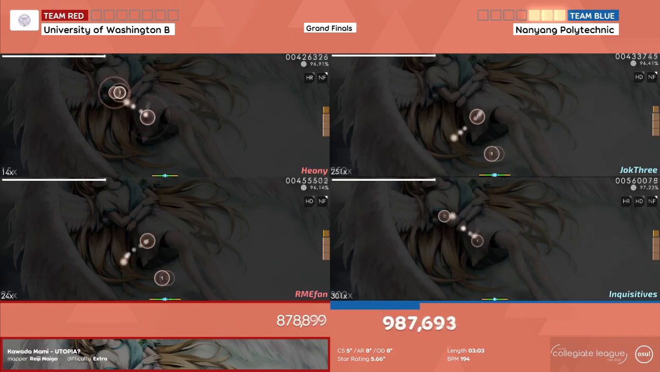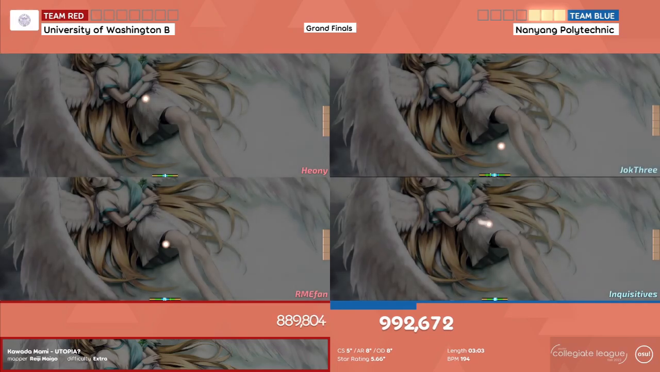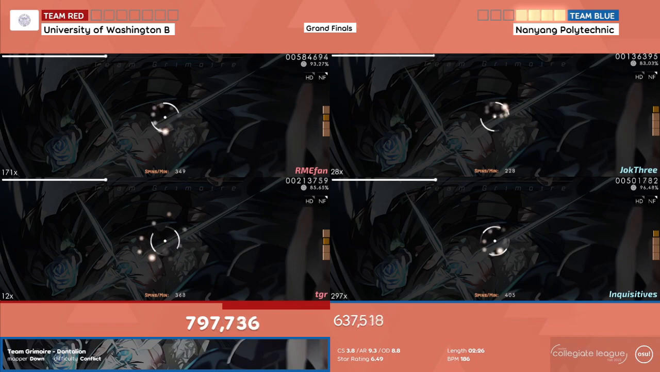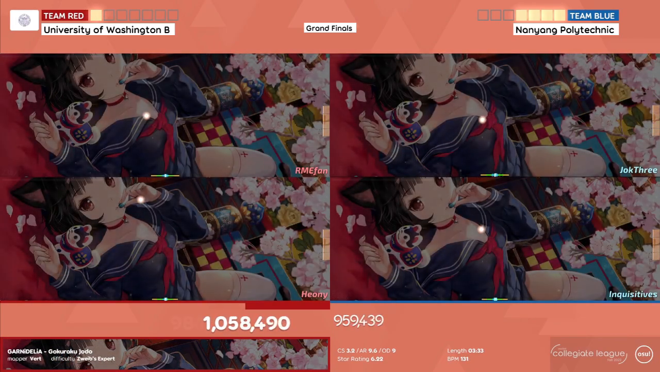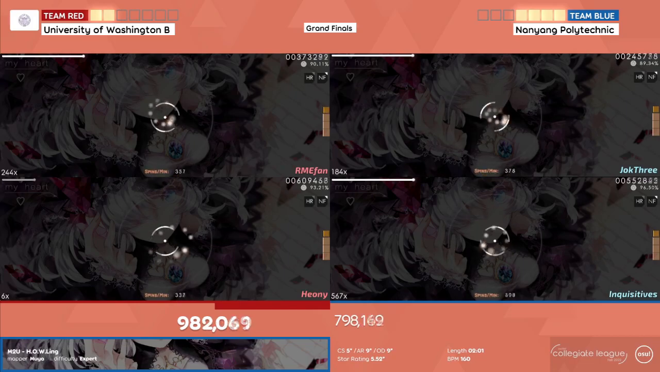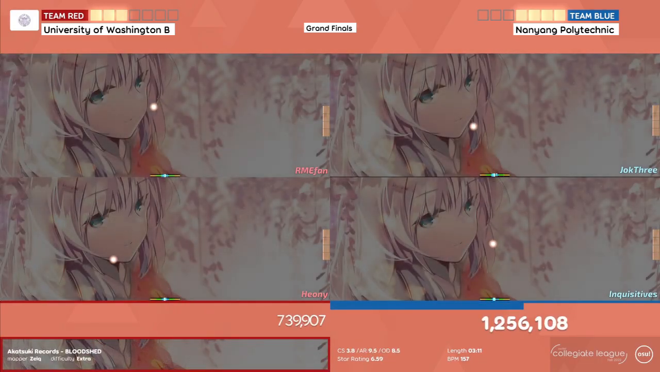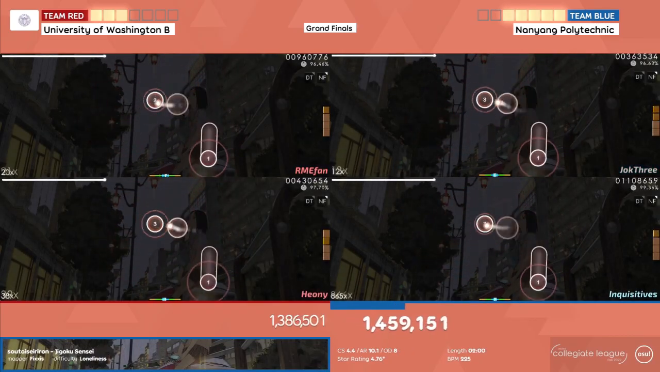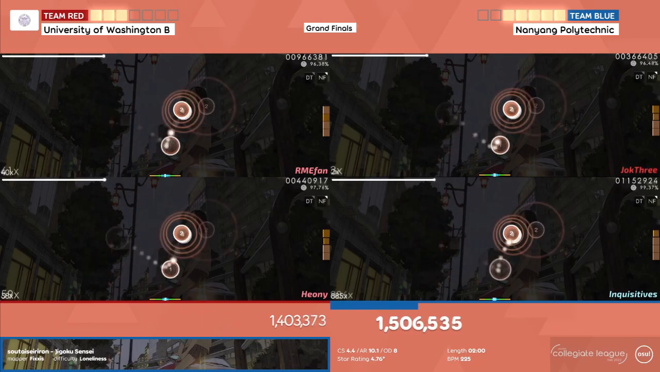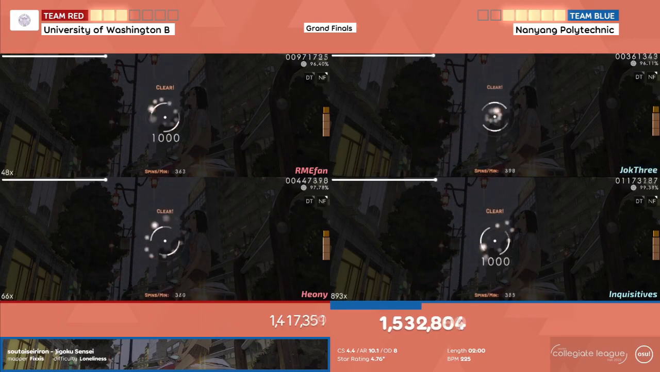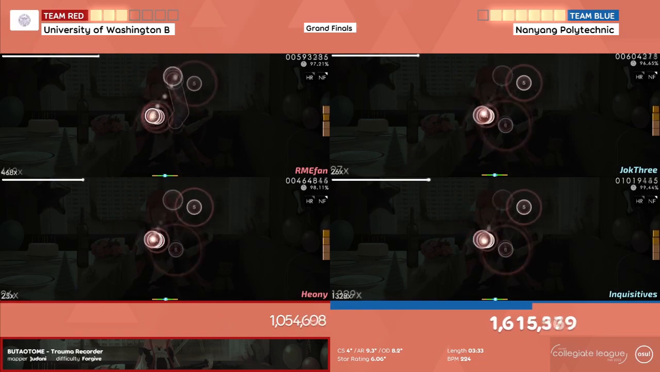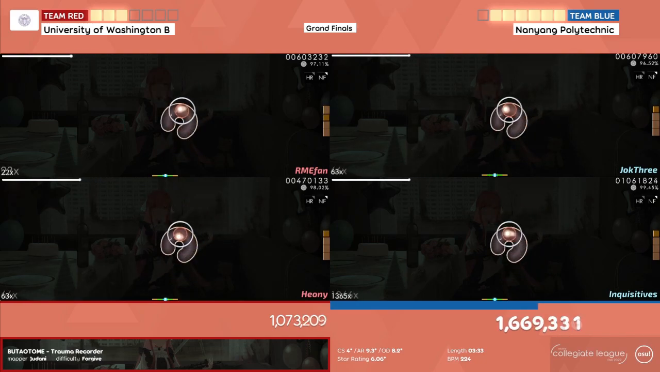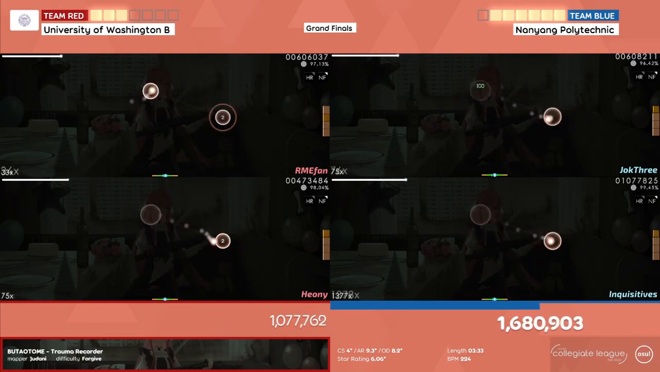Nanyang Polytechnic will start this match by taking the first 4 points to make it 4-0. However, University of Washington's B team will try to respond by taking the next 3 points. But it just wasn't enough, as Nanyang Polytechnic would take the last 3 points. For the score of 7-3, Nanyang Polytechnic will win the Tier 2 Losers Grand Finals and will have a date with a rematch from the winners quarterfinals against University of California Berkeley's A team.